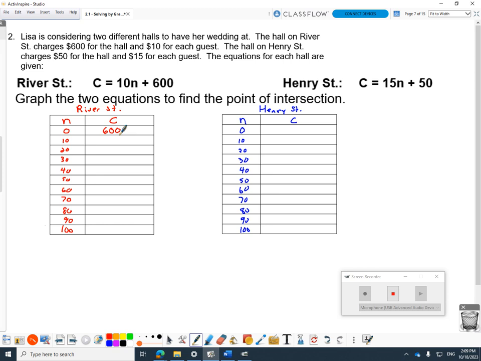Oh, 15 times 10. Oh, you're doing Henry Street. Do River Street. Oh, 10. 10 times 10. Oh. Good. Is 100. But then your initial 600. 700. I'm going to write some stuff down to help you, but that's all that's going on here. I got to go 600. I got to go 10 times 10. That's what we said. 10 times 10 plus 600.